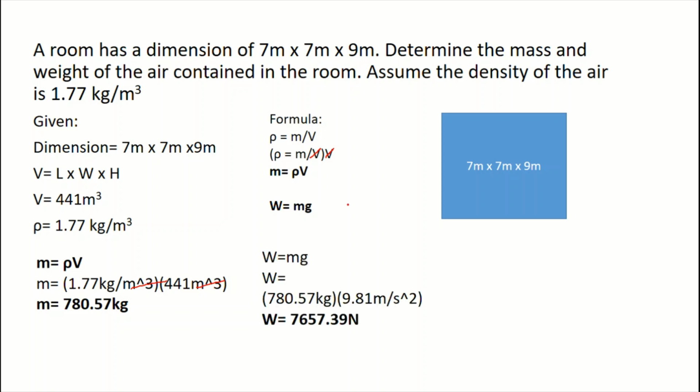Next is the weight, which is mass times gravity. So we're going to plug in the mass and the gravity. So 780.57 kilogram times 10.81 meter per second squared. So the weight is equal to 7,657.39 newton. The unit is newton, since kilogram times meter per second squared is newton.